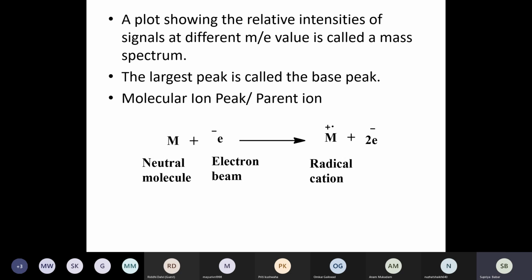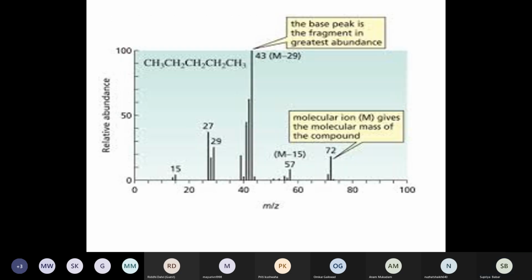Now see the nature of the mass spectrum. Such a type of graph is a mass spectrum. So such a type of graph you get.